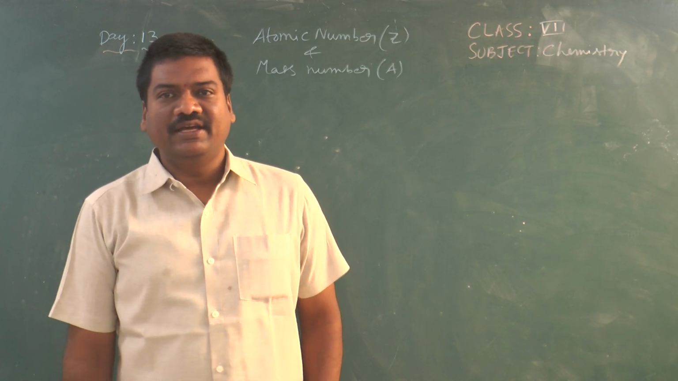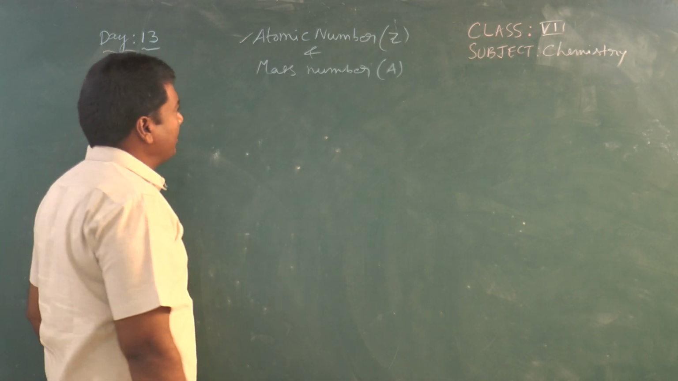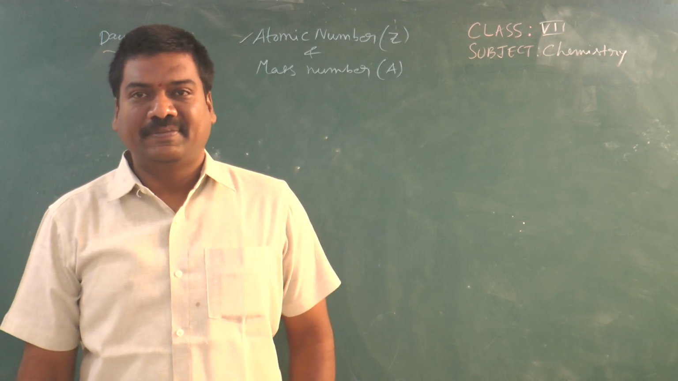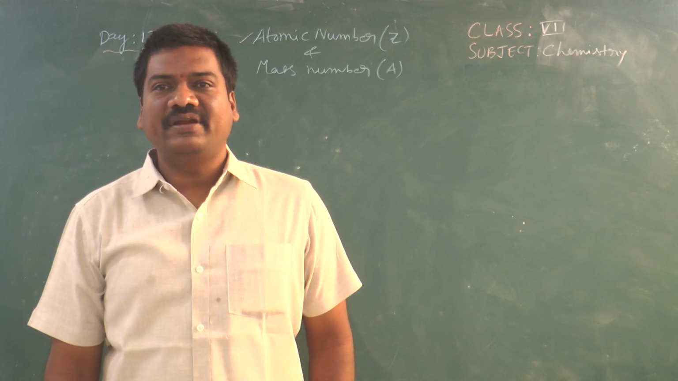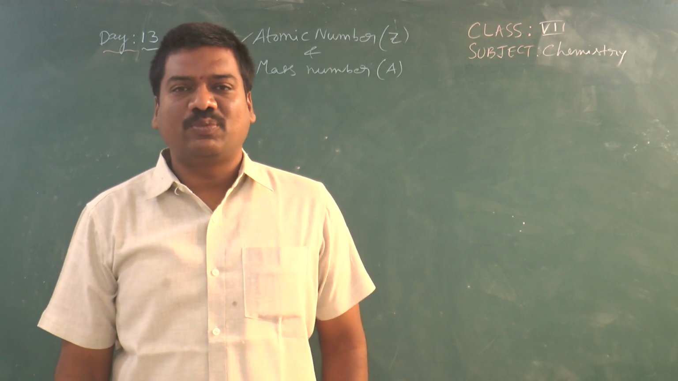Now in this topic, we are going to discuss atomic number. Atomic number is represented by the symbol Z, and atomic number is nothing but the proton number.